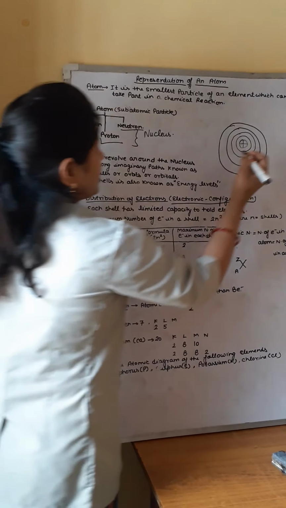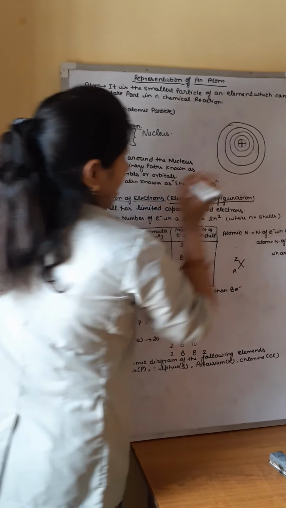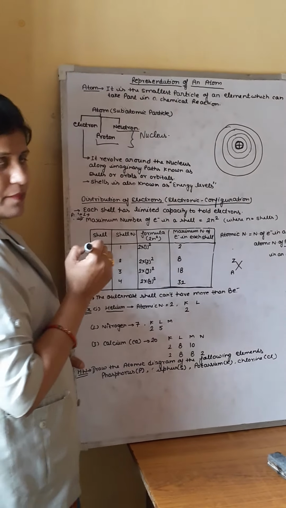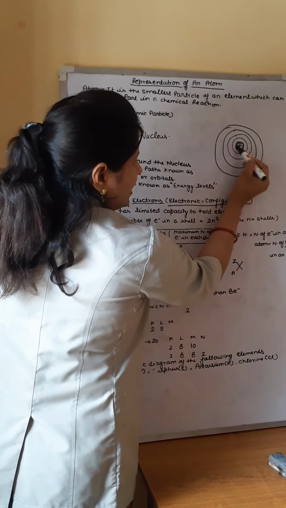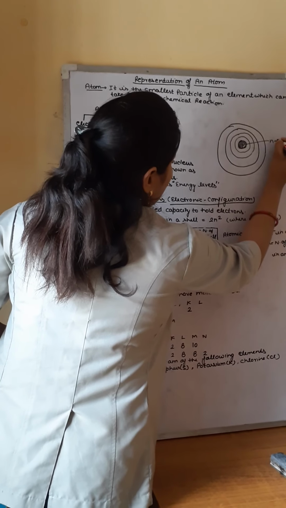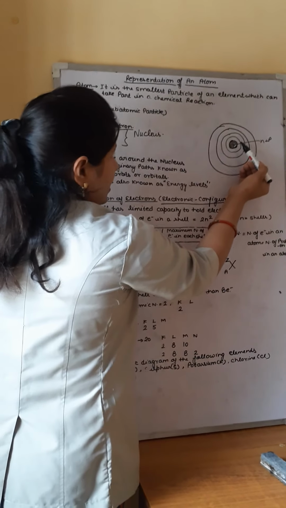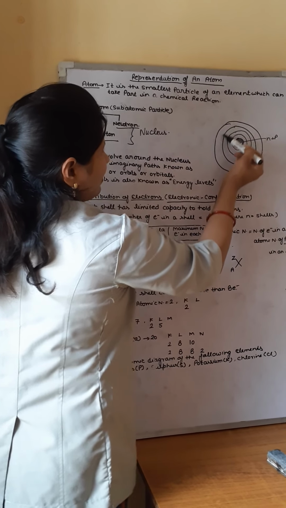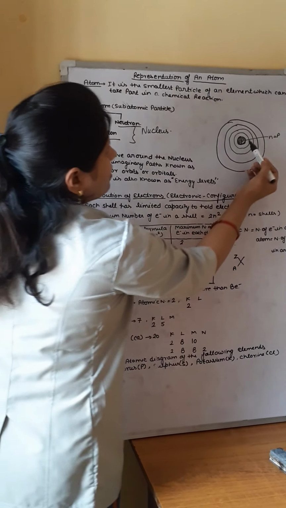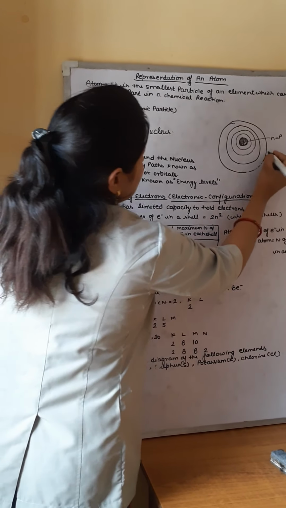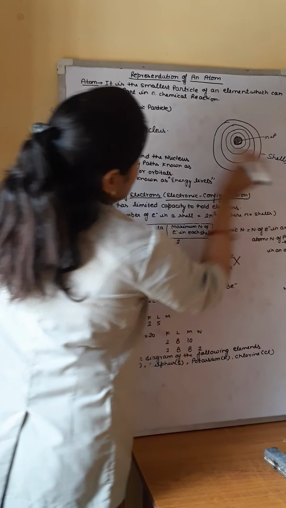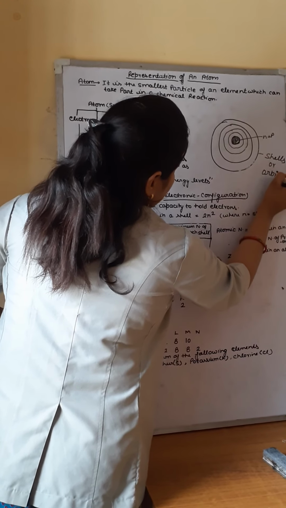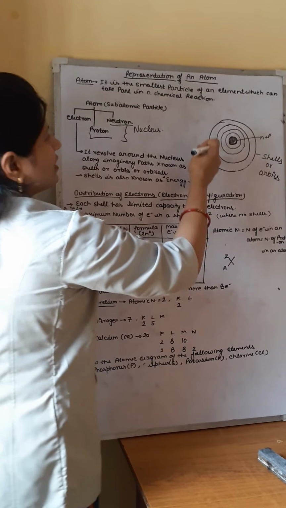Actually, students, we can explain it by this diagram. This is the nucleus of an atom. Neutron and proton are present in that nucleus, and there are imaginary circular path lines. You can see in this diagram, these imaginary paths are known as shells, or another name, orbits. So these are the imaginary paths where the electrons revolve.